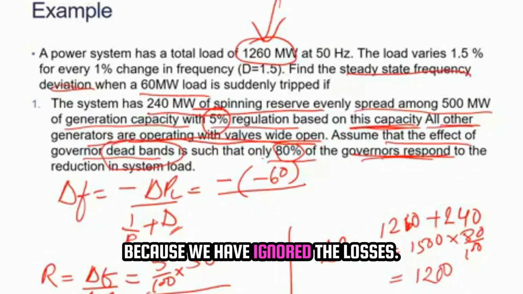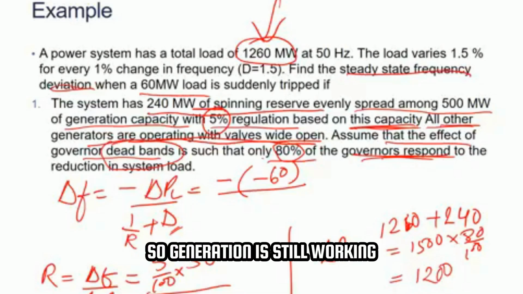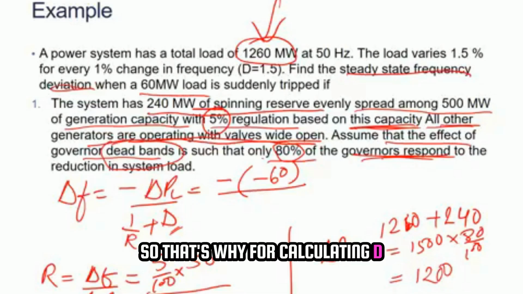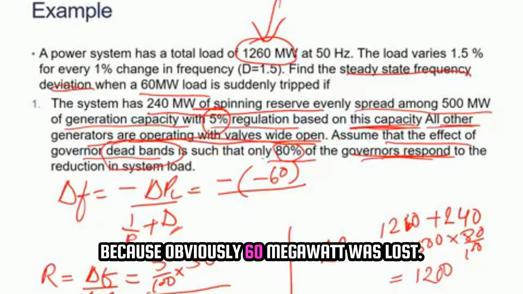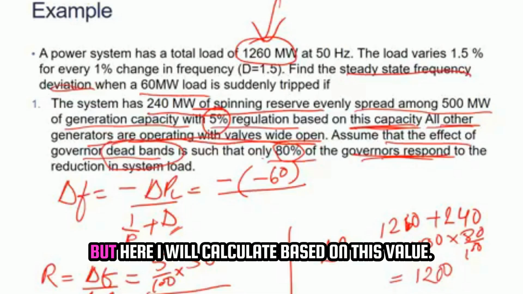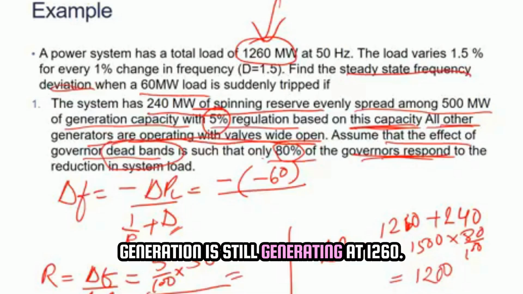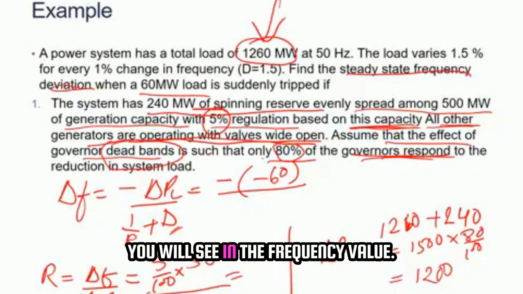right? Because we have ignored the losses, so sum of generation is equal to sum of the load. So generation is still working at 1260, only load has dropped to 1200. So that's why for calculating D in the previous slide, I considered 1200, because obviously 60 megawatt was lost. But here I will calculate based on this value, because the generation has not dropped. Generation is still generating at 1260. You will see in the frequency value.